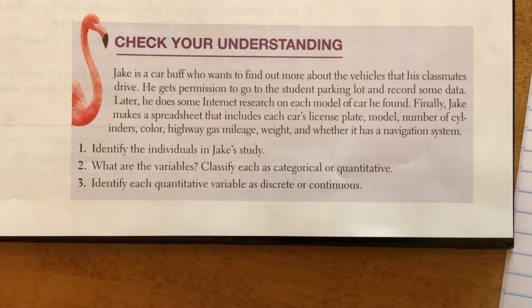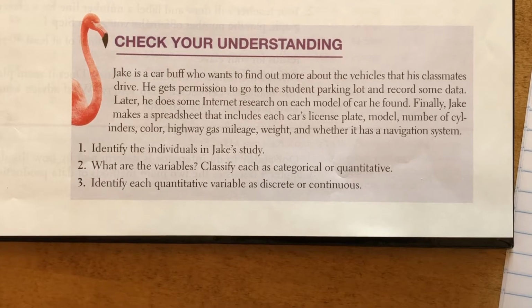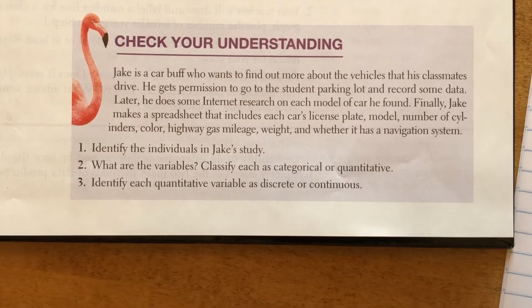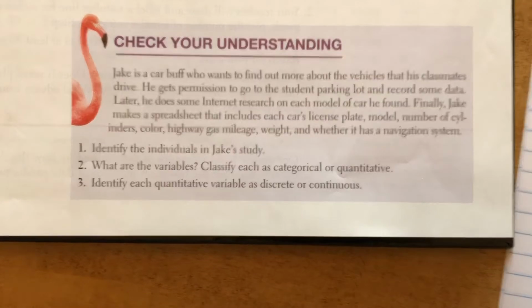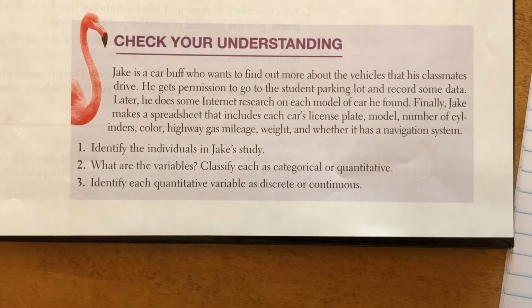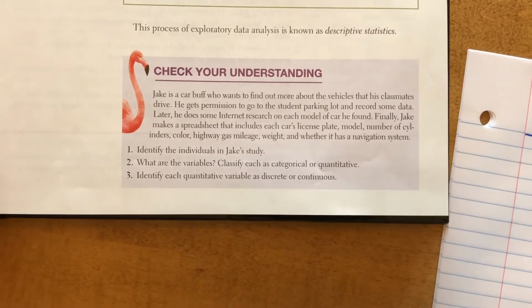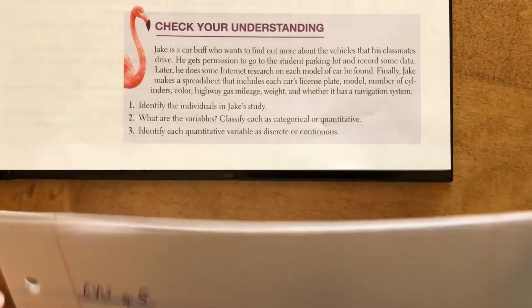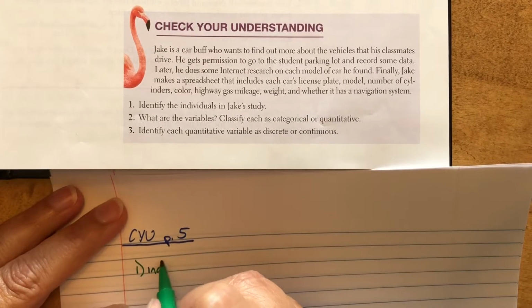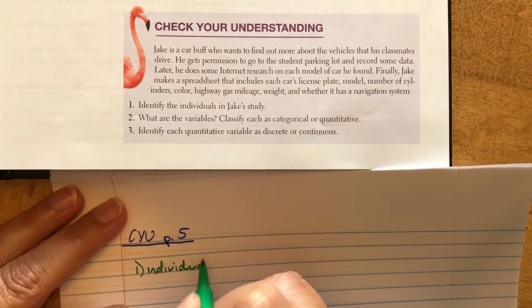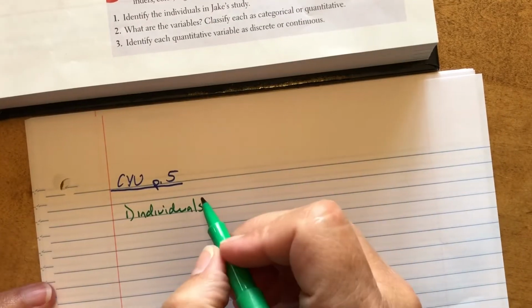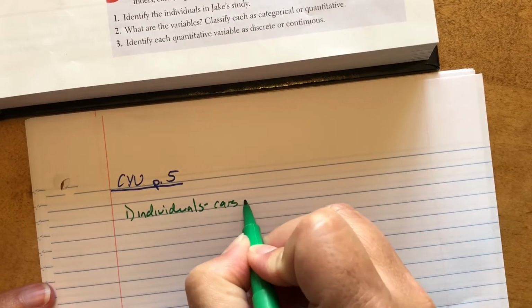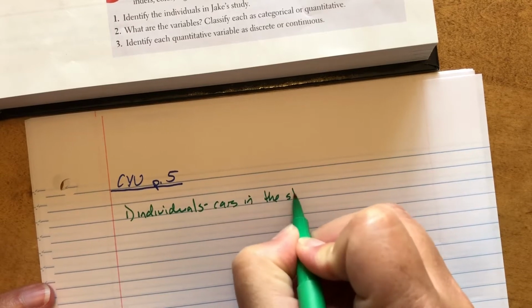Identify the individuals in Jake's study. Who or what is he gathering information on? He's gathering information about the cars in the student parking lot. I'm going to zoom out so I can write this down. So the individuals, we're going to do the cars in the student parking lot.